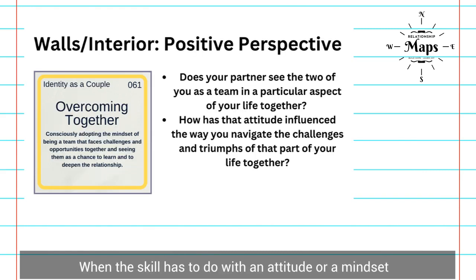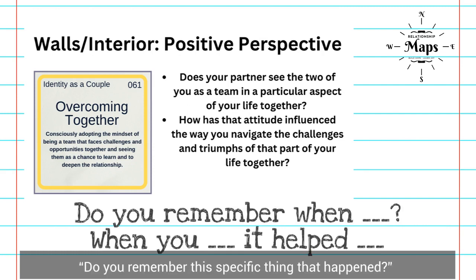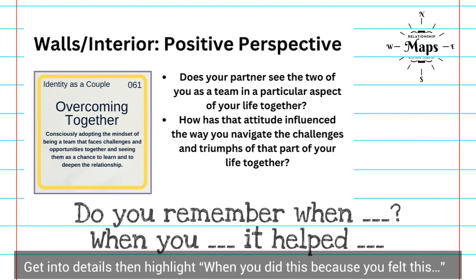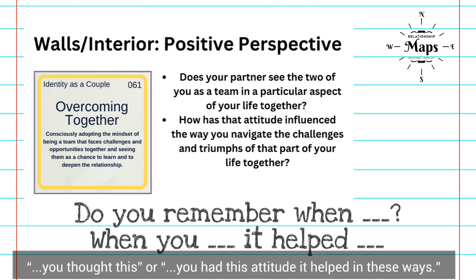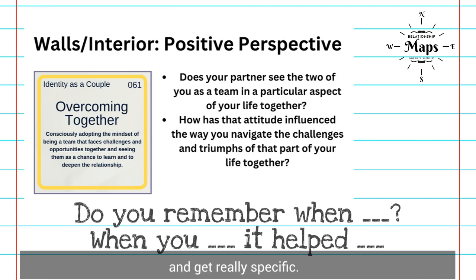But when the skill has to do with an attitude or a mindset, it can really help to tell a story. So, do you remember the specific thing that happened? Get into the details and then highlight when you did this because you felt this or you thought this or you had this attitude. It helped in these ways, and get really specific.